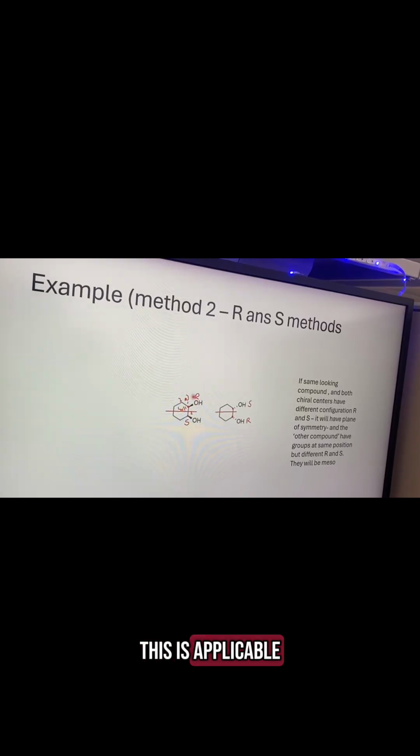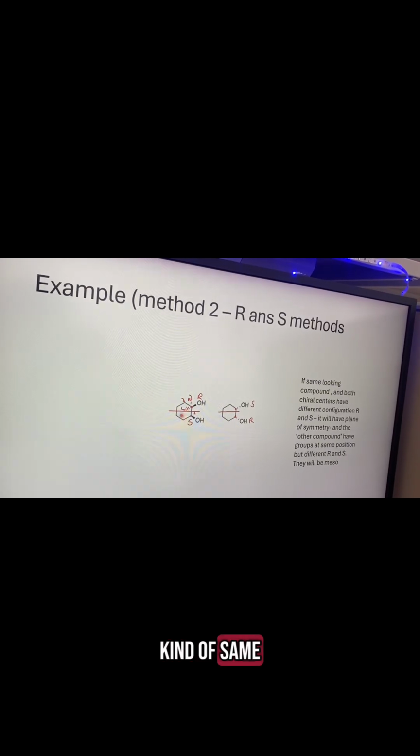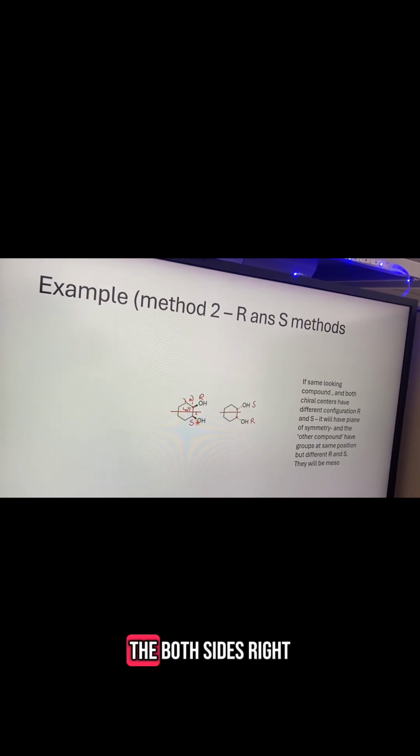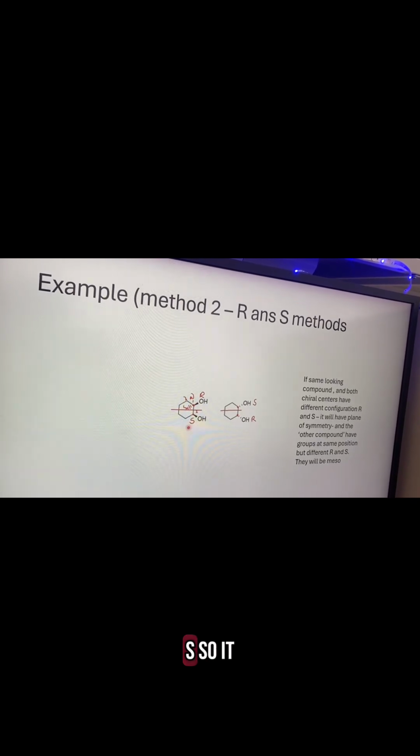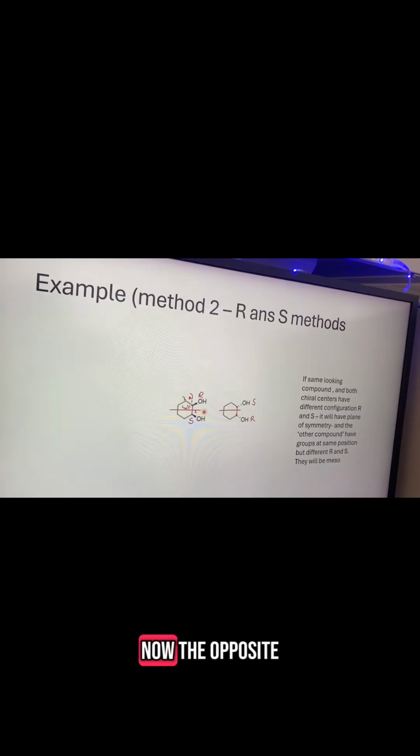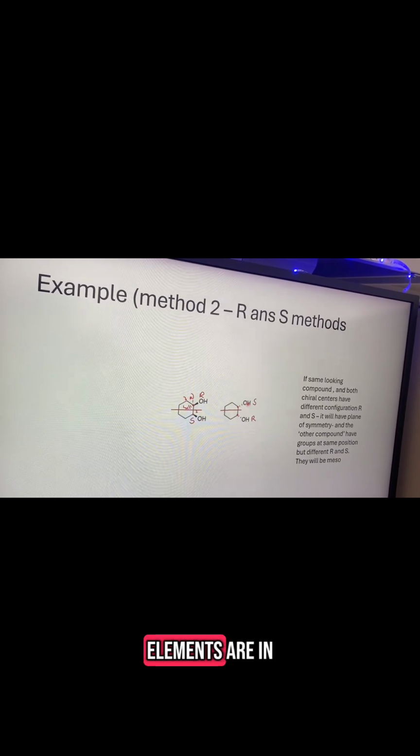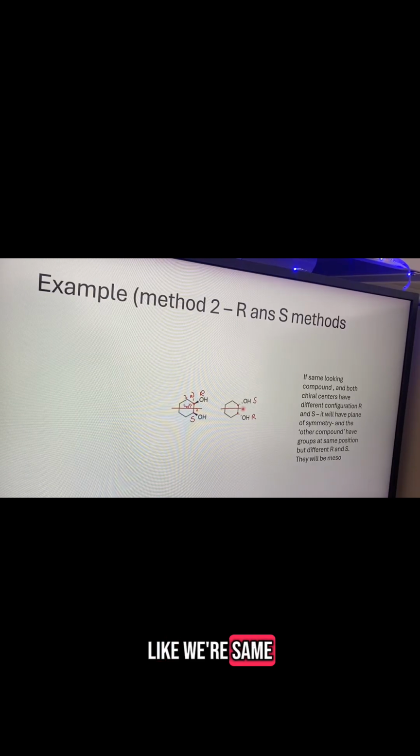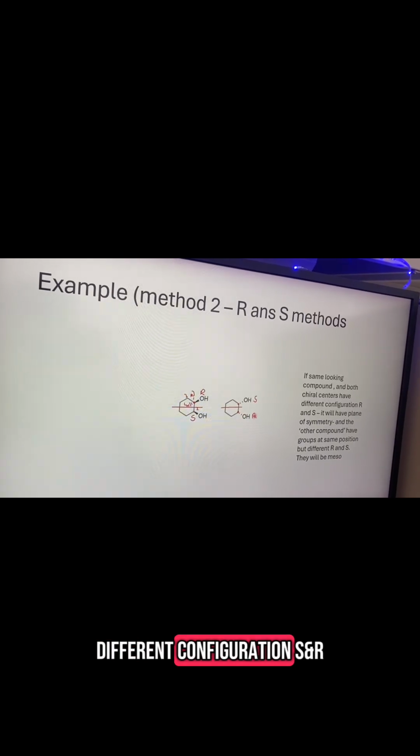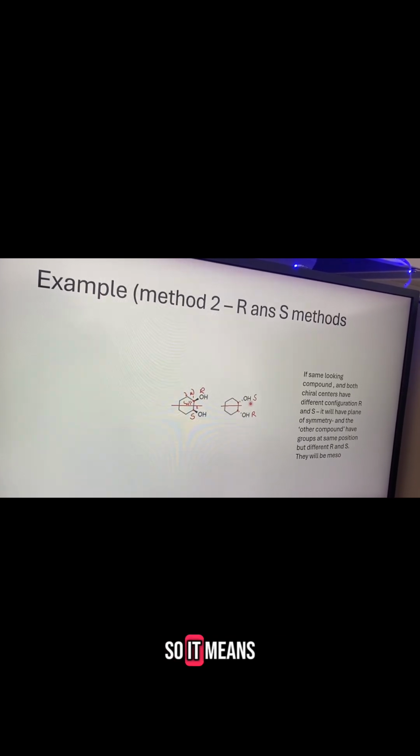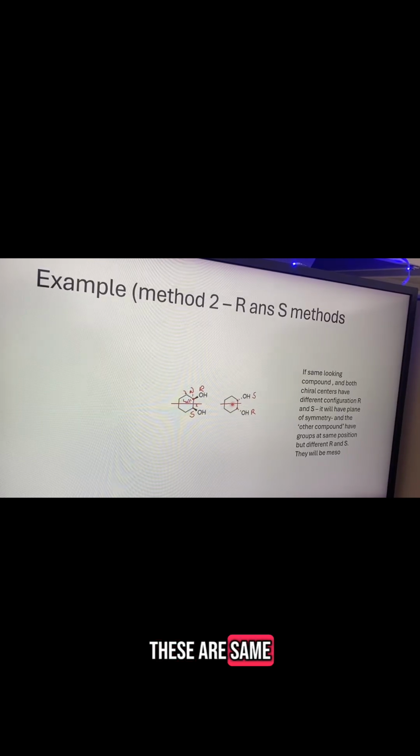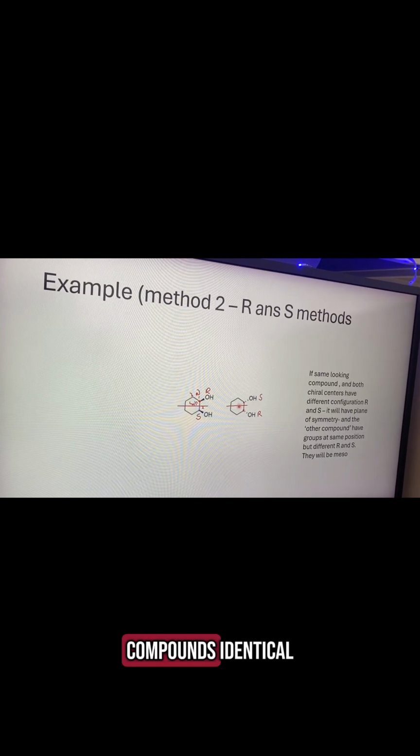This is applicable if they look kind of the same, because if you look at it, both chiral centers have the same kind of geometry on both sides, right? So R and S, it means it has a plane of symmetry. Now if the opposite image has the elements in the same place, like O and S in the same place, but different configuration, S and R, it means these are the same. These are meso compounds, identical.